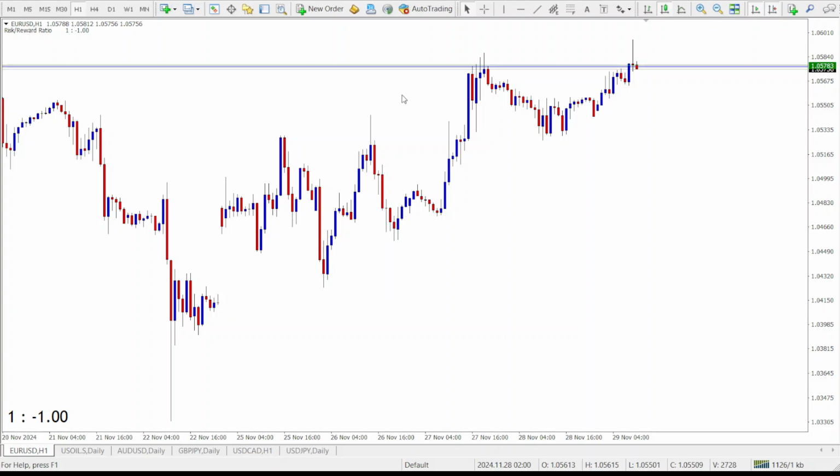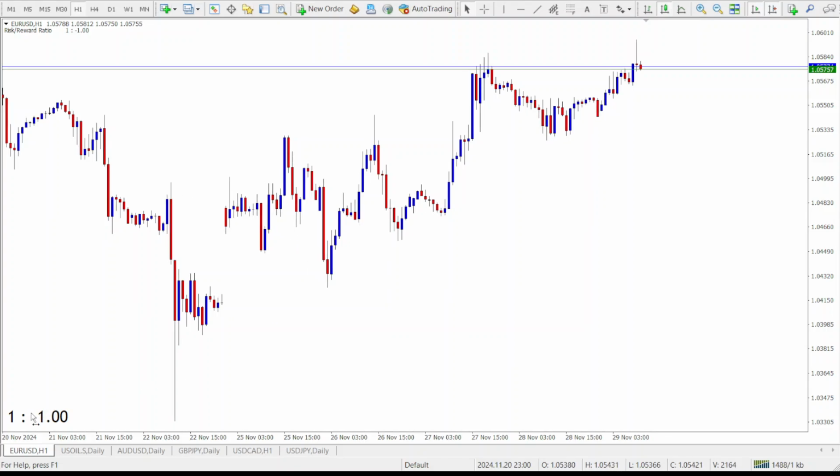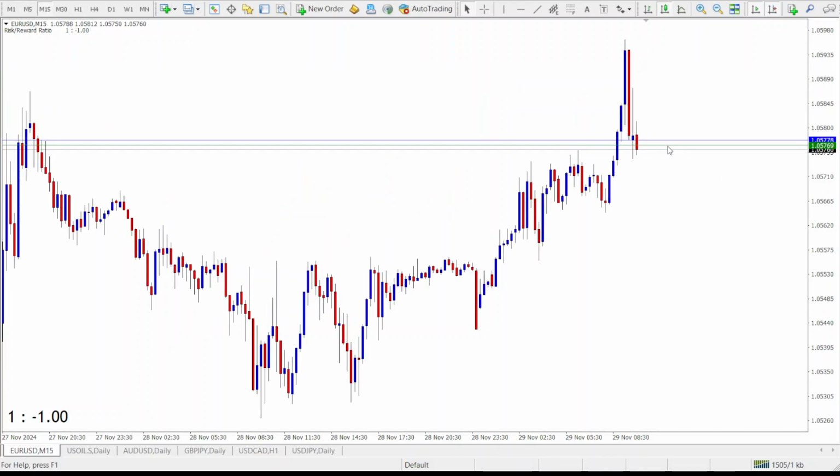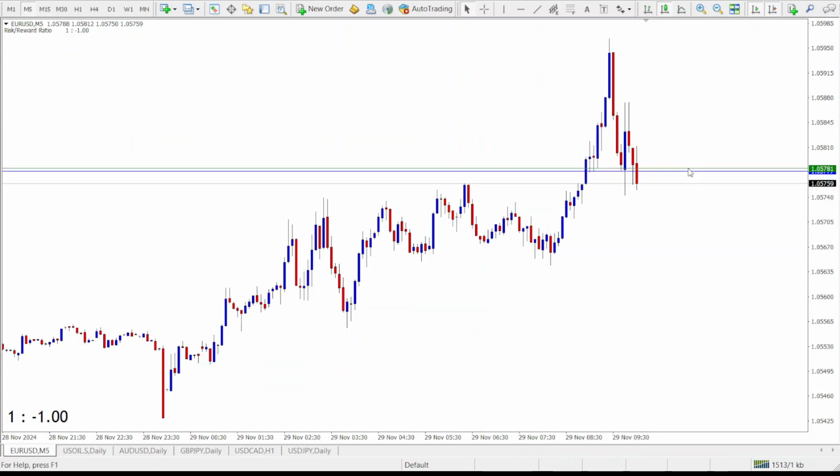Okay, let's try to use a stop loss of 1.05, and let's say take profit of 1.1. Can you see the value remains the same? It remains the same, and the take profit here is not changing. So this indicator is not exactly what I was expecting.